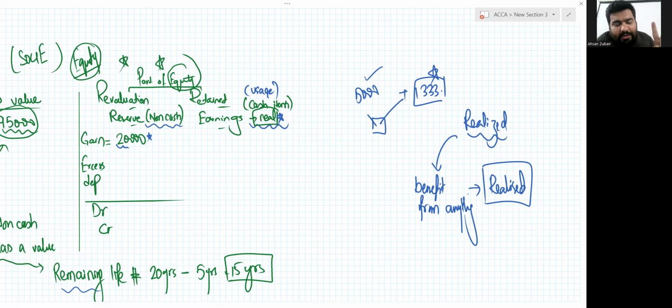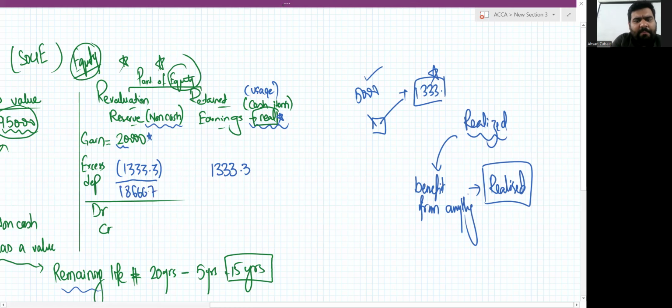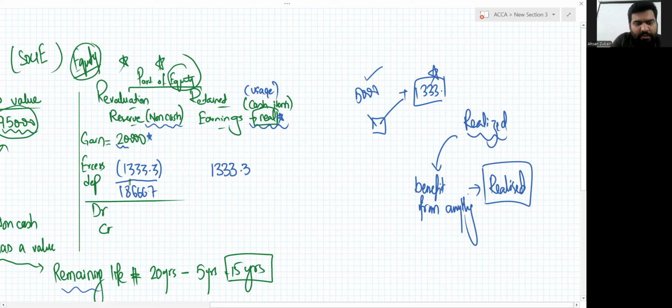Clear till now? Clear this point? Yes, because you have used this part, that excess depreciation, so it is taken to retained earnings because of the usage. You have to shift this part from revaluation reserve to retained earnings. But now, how much revaluation reserve will be left here? 18,666.7. But obviously, the main part that we have to understand was this 1,333, that we have to deduct from here and take here.